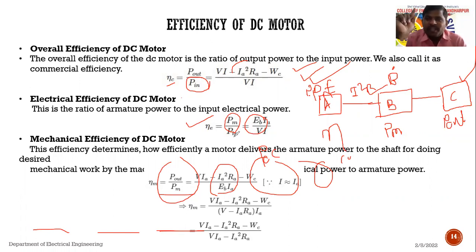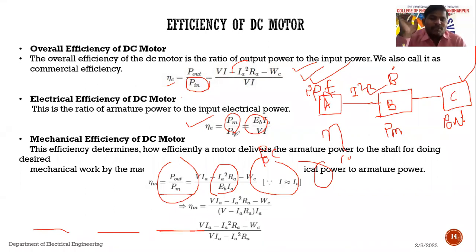Okay, that is EB into IA, the power developed in the armature, divided by V into I, which is the input power fed to the machine. So this is the electrical efficiency. It is the ratio of armature power to the electrical input power.